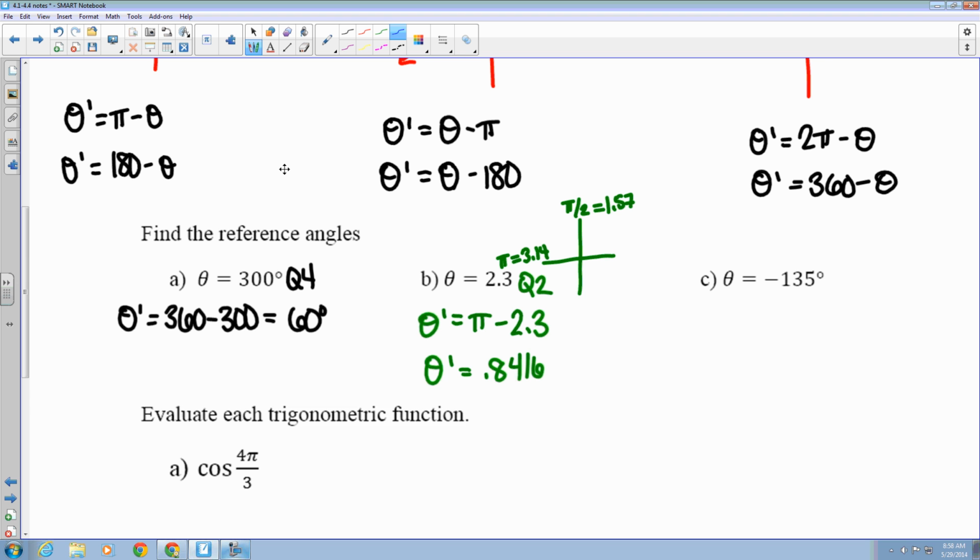Negative 135, I can't do a reference angle to a negative angle, so I'm going to add 360 to figure out the positive equivalent. That would be a coterminal angle here, and this would be 225, which is in quadrant 3. So to find theta prime, I would take my angle, 225, and subtract off 180, where I would get 45 degrees for my reference angle.